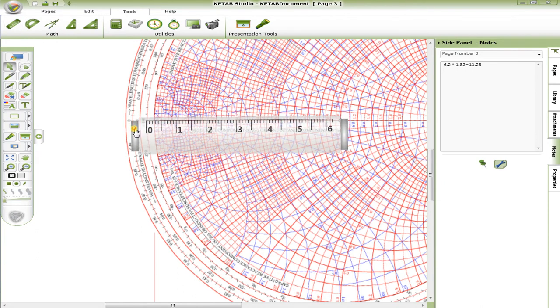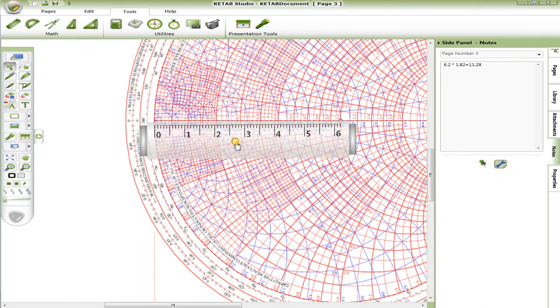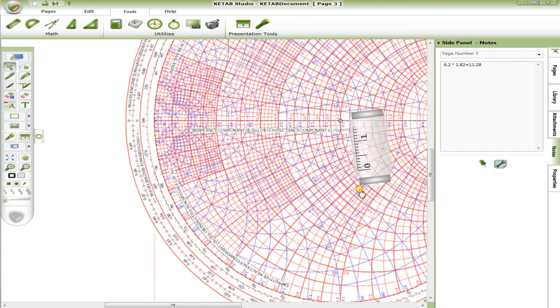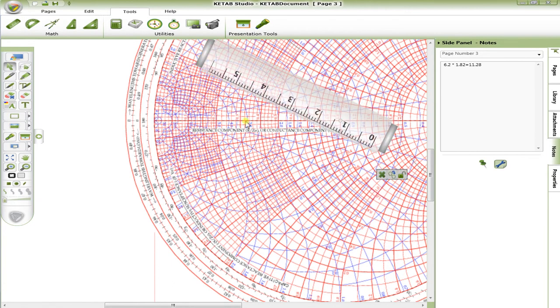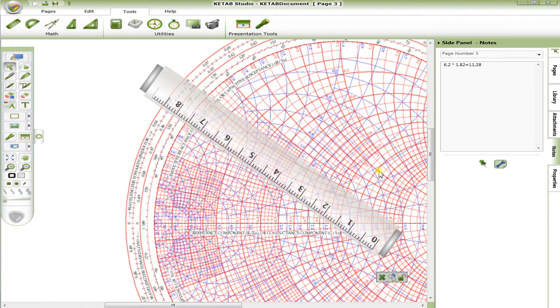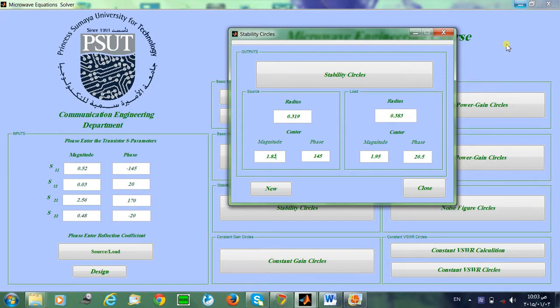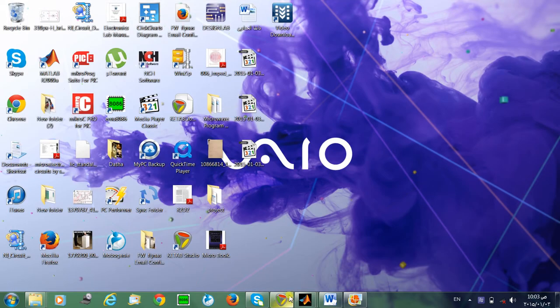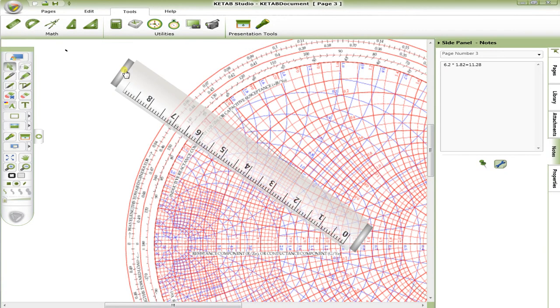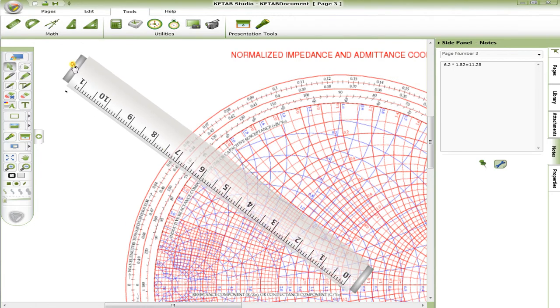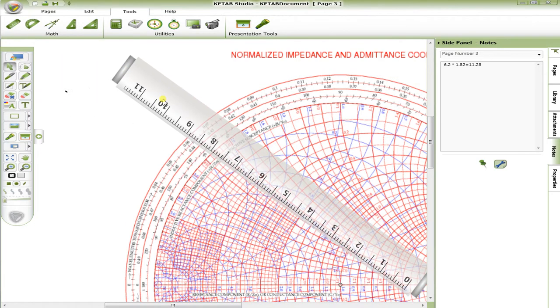For this example, we use the ruler and check how long the scale is in centimeters. It's 6.2, as you can see here. So we multiply 6.2 by 1.82 to get 11.28 centimeters from the origin, with a phase of 145 degrees, as we can see here. Now if we draw it at 11.2, we get this point over here, which is the center of our input stability circle.